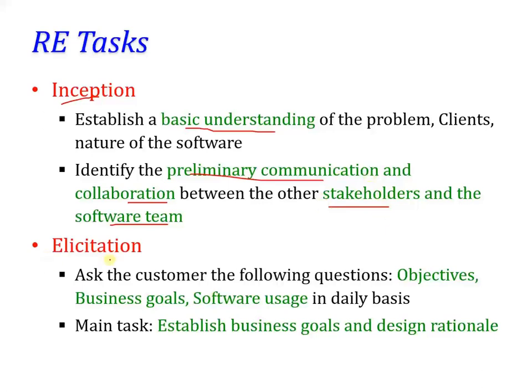The second phase is called elicitation. Here we are going to ask the customer the following questions. For example, what is their main objective for the development of the software, their own business goals, and the software usage on a daily basis. The main task of this elicitation process is to establish the business goals and the design rationale. Based on these goals and rationale, along with some quality constraints, we are going to develop the software.